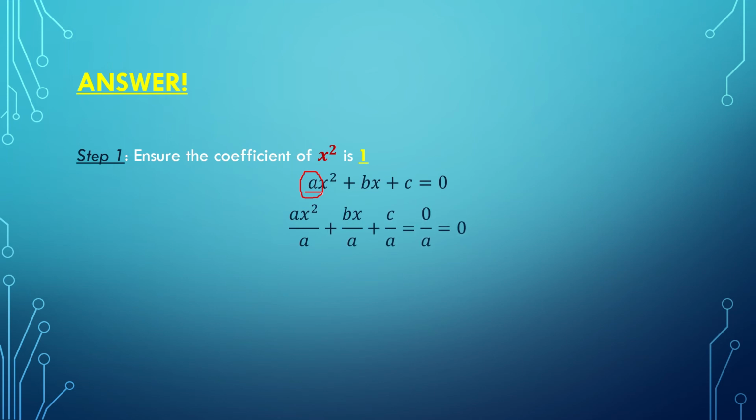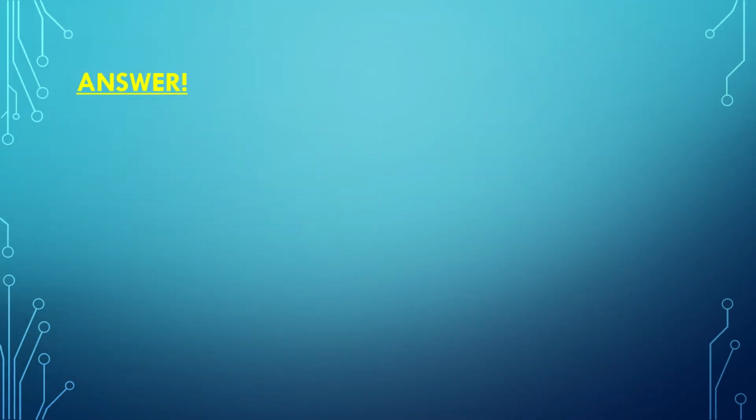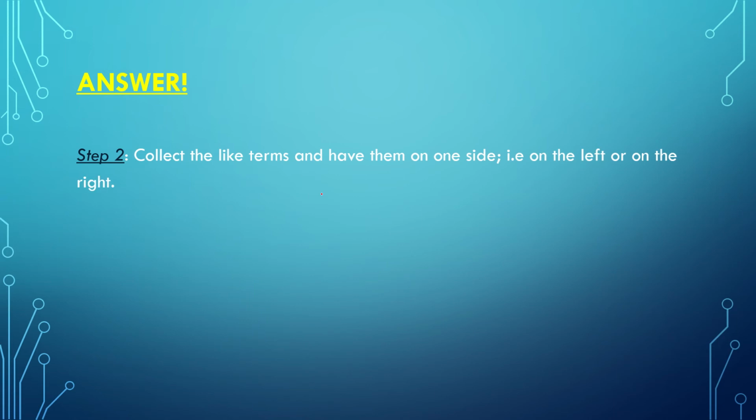After dividing all through by a, we shall have the following equation: x squared plus b over a x plus c over a is equal to 0. So that is the first step, ensuring the coefficient of x squared is 1. Next, step 2: collect the like terms and have them on one side, that is on the left or on the right. We shall do this in this particular next step.